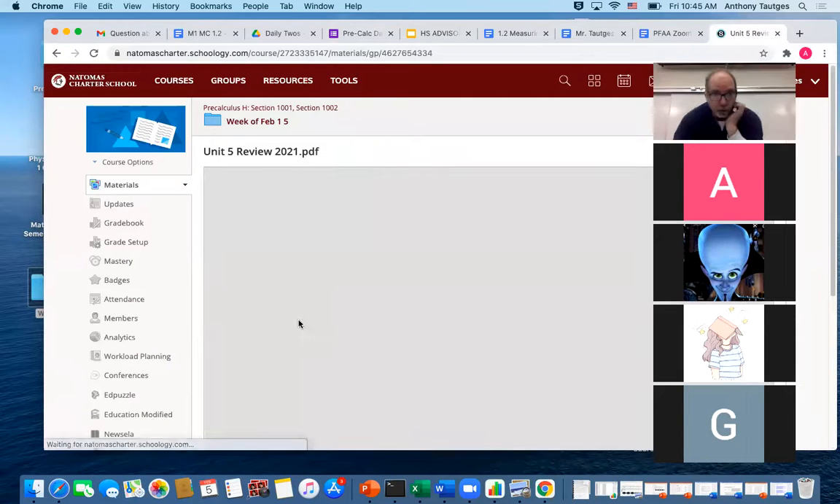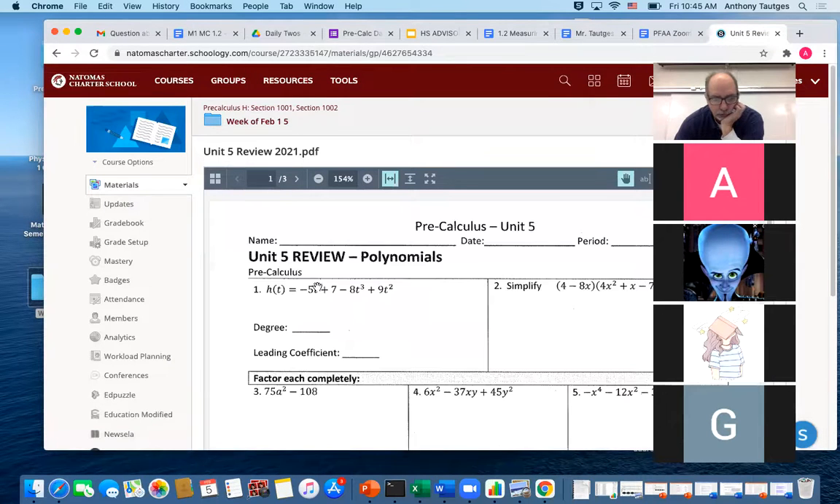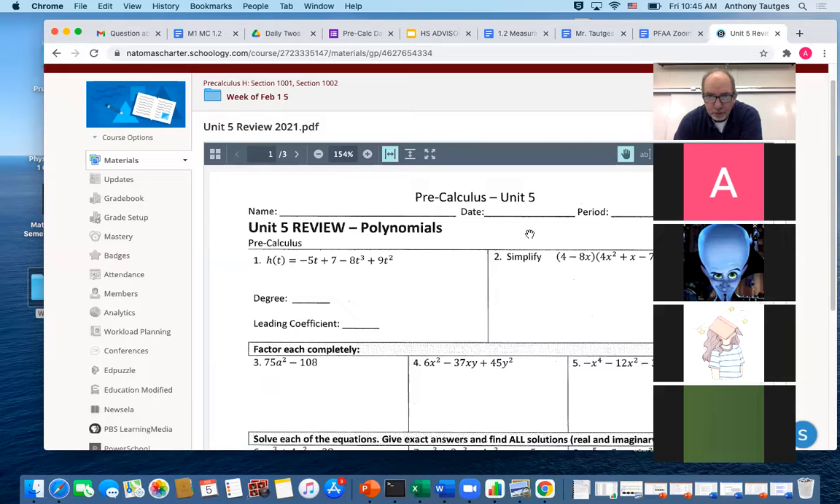So for the first one, it's going to load. This thing has degree 3. Okay, the degree is 3. It's the highest power of the polynomial. The leading coefficient is -8. Don't forget the negative. All right. Okay, the second one, simplify.